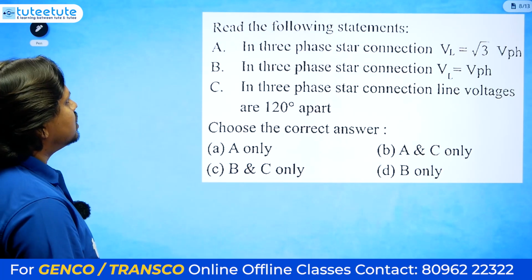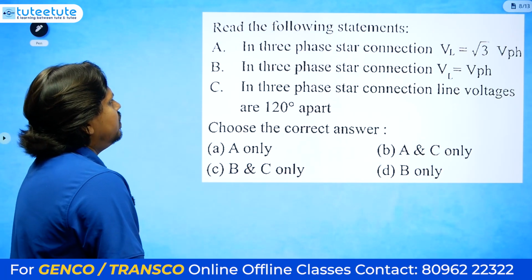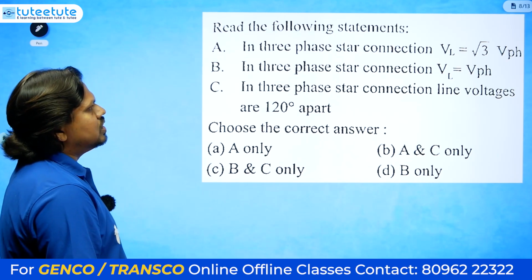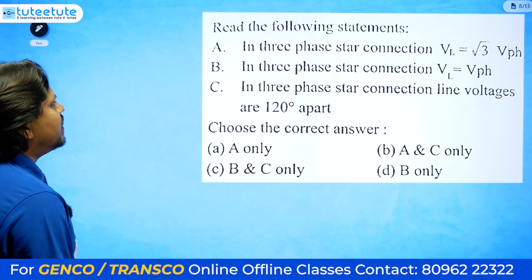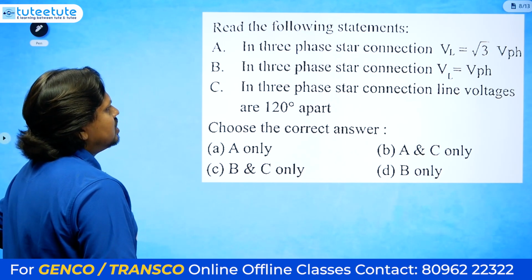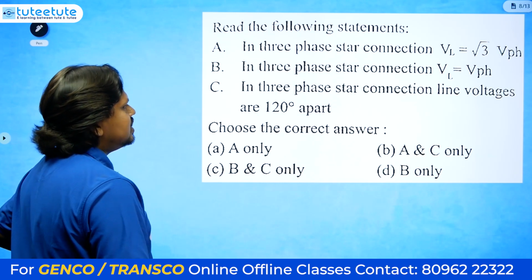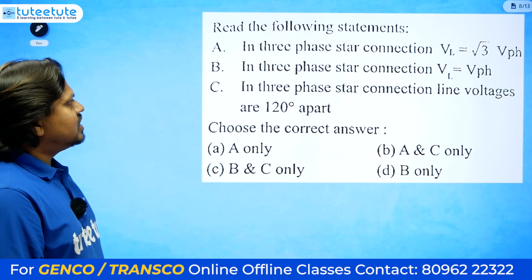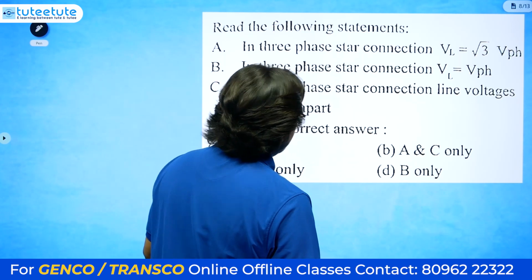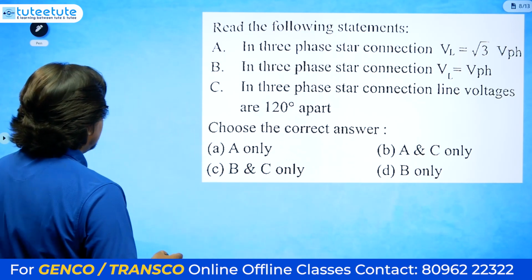And the next question: read the following statements. First statement, in a 3-phase star connection VL equals root 3 into V phase. Second statement, in a 3-phase star connection VL equals V phase. Third statement, in a 3-phase star connection line voltages are 120 degrees apart. So what is it? They are asking about the line voltages.